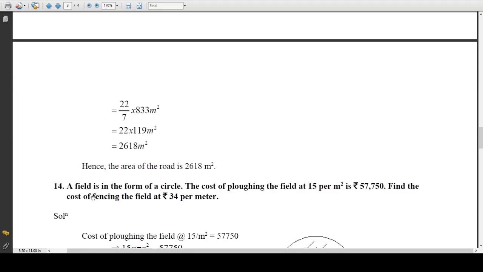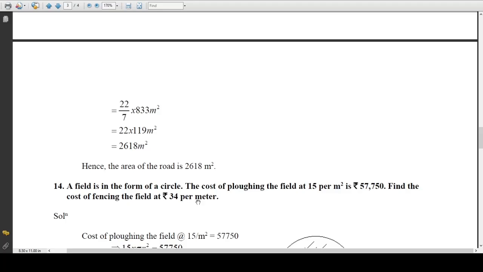Now we move to the next number, which is number 14. A field is in the form of a circle. The cost of ploughing the field at 15 rupees per meter square is this much rupees. Find the cost of fencing the field at 34 rupees per meter. How will you find the cost of fencing the field? First of all you have to know the circumference of this field, meaning the circumference of a circle. But circumference is not given, radius is not given. How will you find it out? That is also a problem for you.